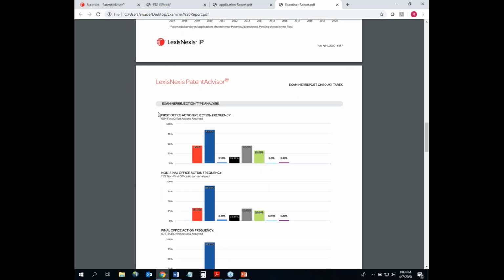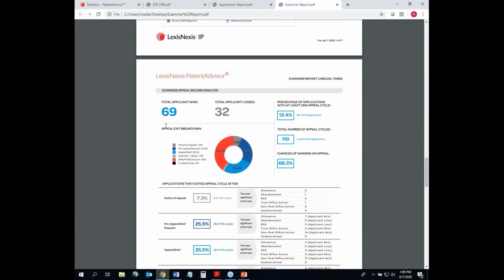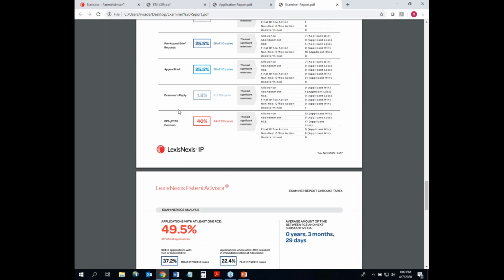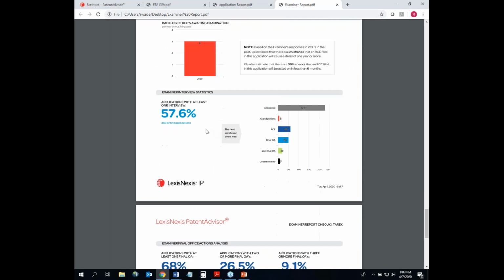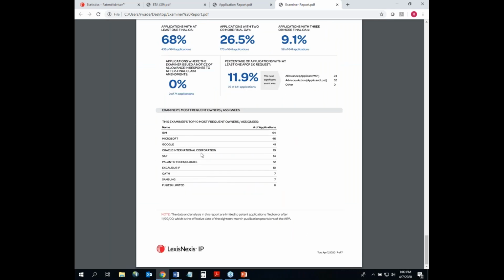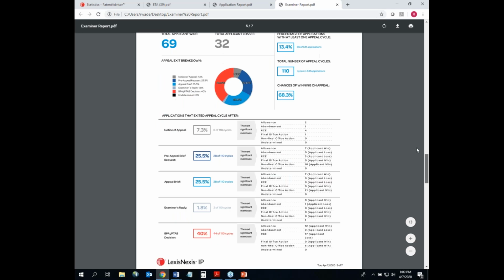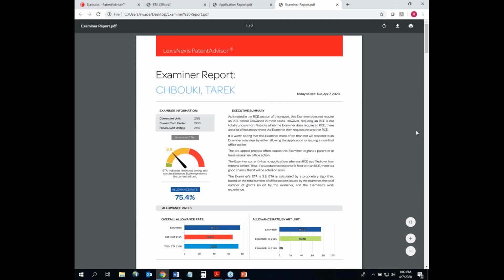We're focusing on the examiner rejection type analysis, appeals, and information on their interviews. We can see that this particular examiner has a pretty good interview statistic there. They work well with interviews. So that will take care of the examiner report. Again, super, super helpful.